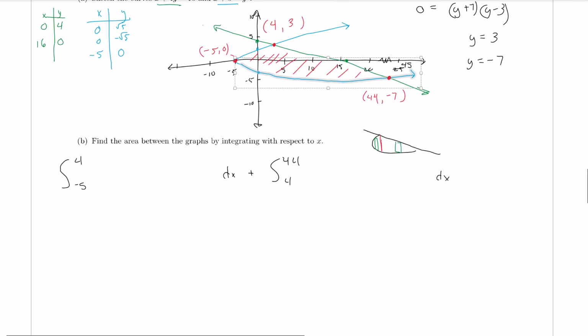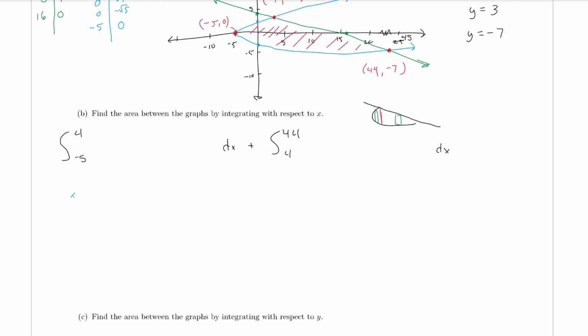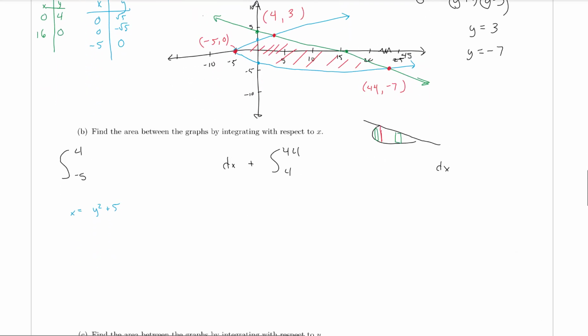Since we're integrating in terms of x, we're going to need to solve our equations to be y equals equations in terms of x. So for the parabola, we have that x is equal to y squared minus 5. If I'm trying to solve this for y, I get that x plus 5 is equal to y squared. And finally, y is equal to the positive or negative square root of x plus 5.